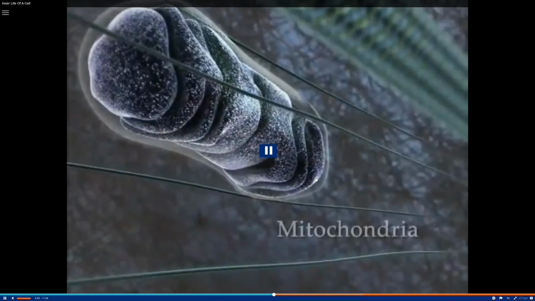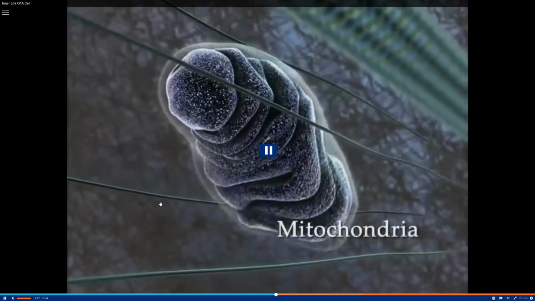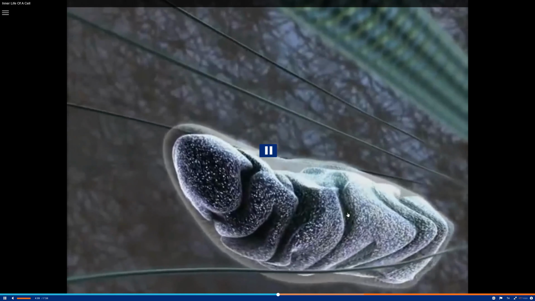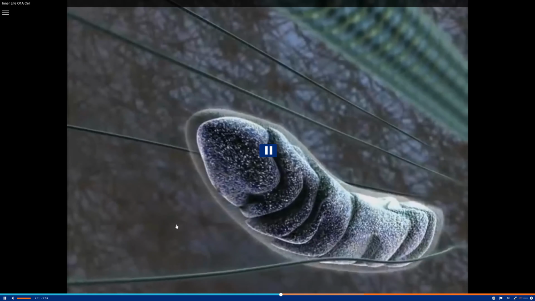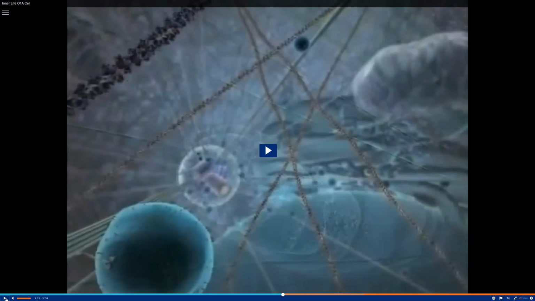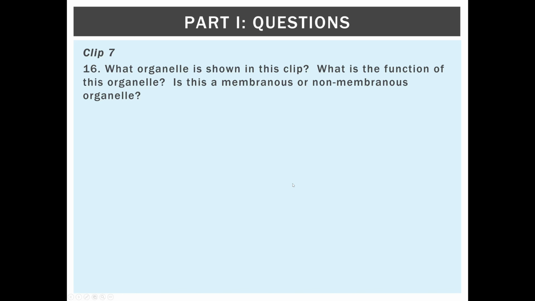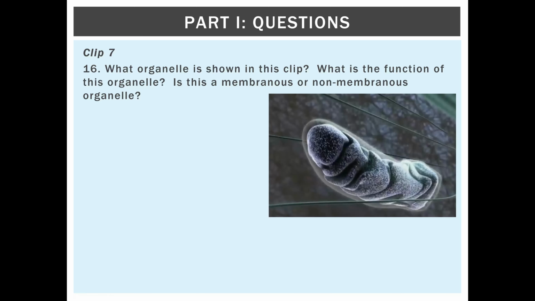So this clip is showing us one of the organelles, and it's being moved along these microtubule tracks. And that's it. That was a short clip. So question number 16 was, what organelle is shown in this clip? What is the function of this organelle? And is this a membranous or a non-membranous organelle? So that was a mitochondria. So that kind of told you the answer.